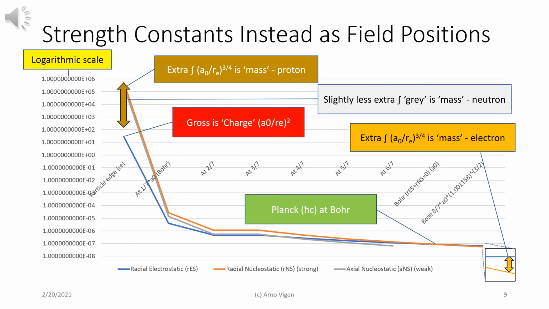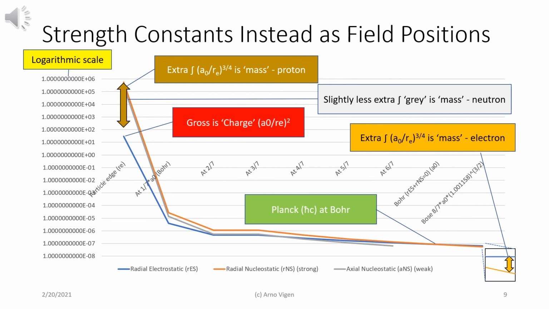As discussed, the most important distance is the equilibrium distance, the Bohr hydrogen radius, called A0. That is the distance where both radial electrostatic acceleration and radial nucleostatic acceleration balance. The gross strength of both is Planck's constant, specifically the h-c version. I base every calculation on Planck at Bohr. I do think of Planck's strength as separate. It is the acceleration strength at that distance with either field.